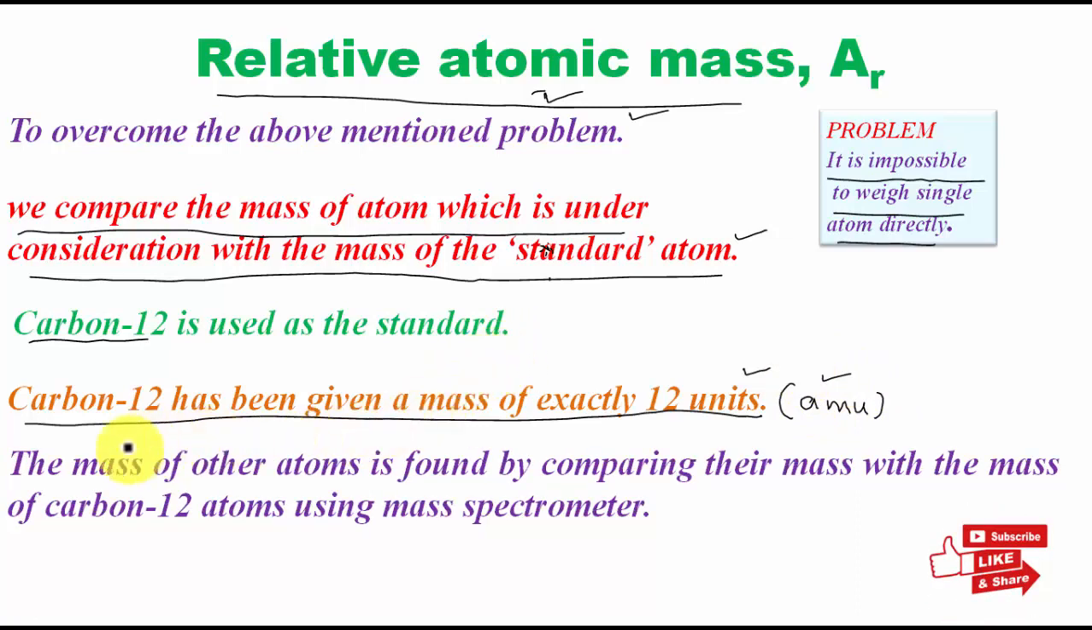The mass of other atoms is found by comparing their masses with the mass of carbon 12 atoms using a mass spectrometer. For comparison, we use a very sophisticated instrument, that is a mass spectrometer.